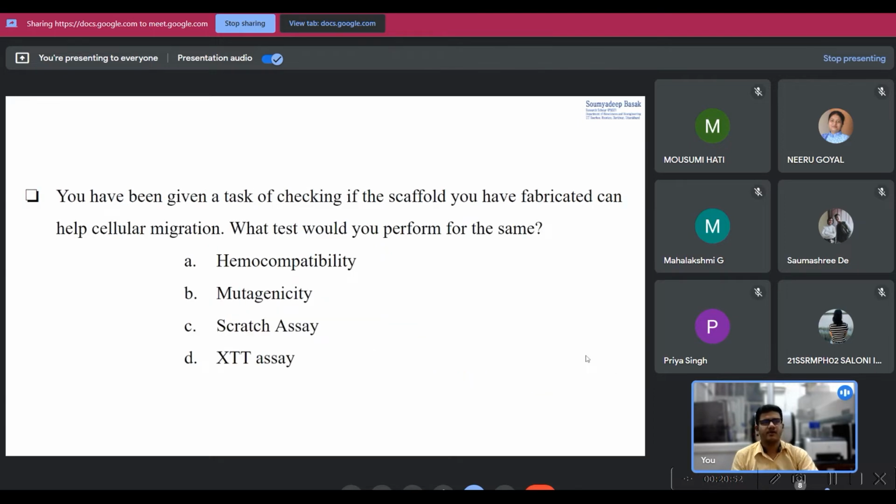So moving forward, let's think about a practical situation. You are given a task of checking if the scaffold you have fabricated can help cellular migration. What test would you perform for the same? Hemocompatibility, mutagenicity, scratch assay, or XTT assay? What would be your answer?